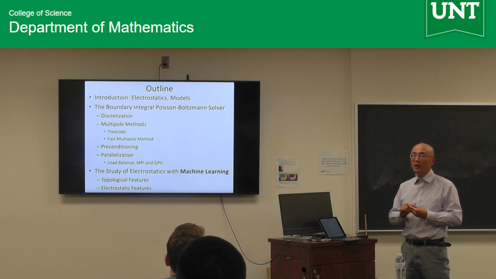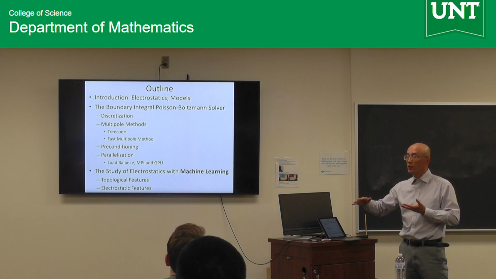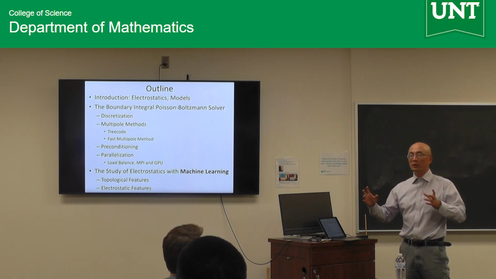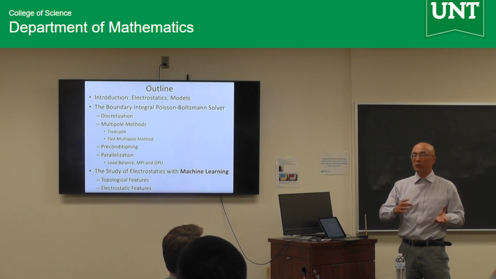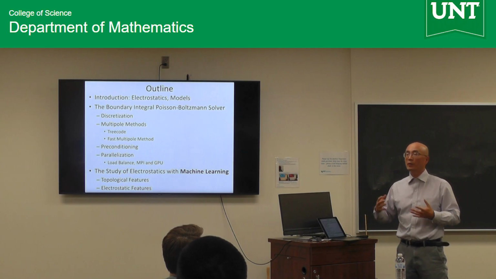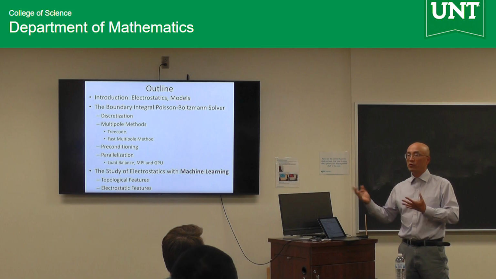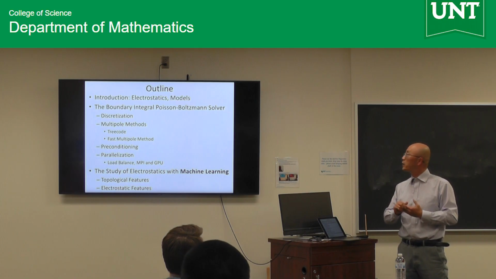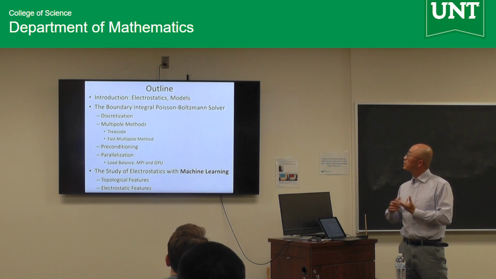integral method. The idea is that the original Poisson-Boltzmann equation is a differential equation, but we can do the integral in the 3D space, then convert the differential equation to an integral equation, and then we can solve it. The advantage, I will show you, has many aspects. So we'll talk about the discretization and multiple methods to speed up.